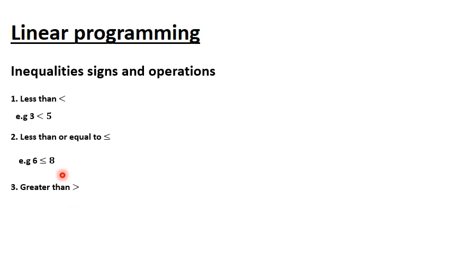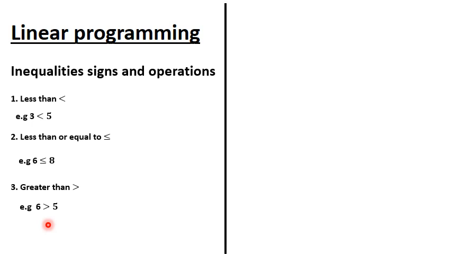Point number 3 that we also need is greater than. Greater than is another inequality that we shall be using, and it is represented as shown. For example, we can have 6 is greater than 5. The number 6 is greater than 5. This is how it should be represented.